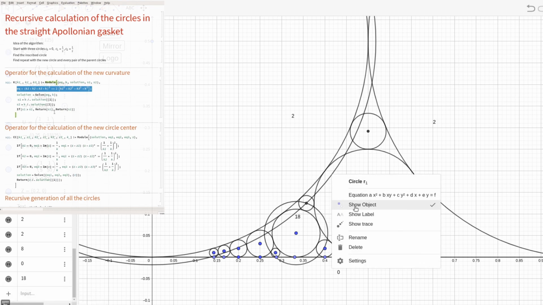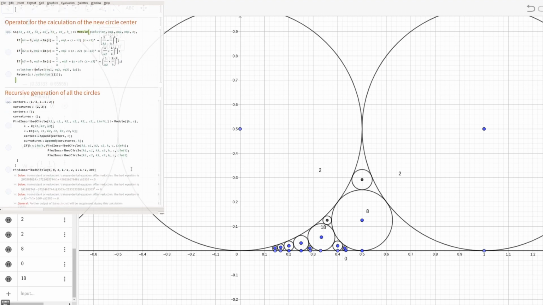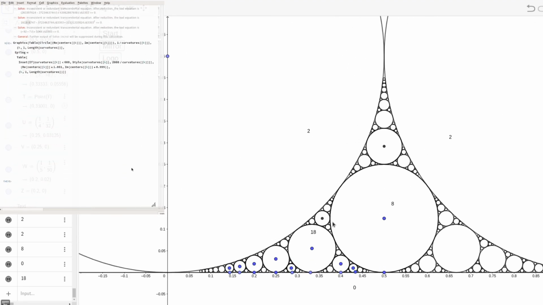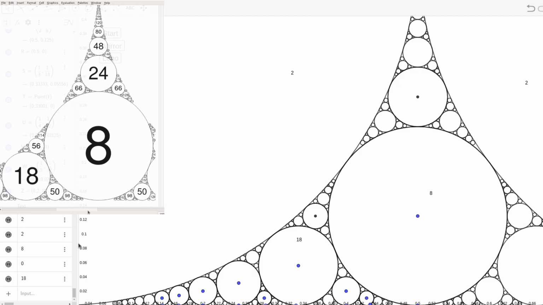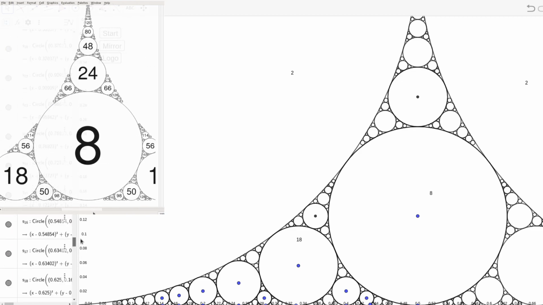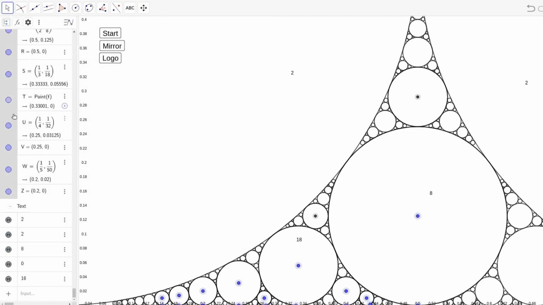The Mathematica script first solves Descartes' equation and then computes the center of the circle in spirit along the lines of the shown construction. The data for the radii and the centers are imported into GeoGebra. As always, you can find these scripts in the video description.